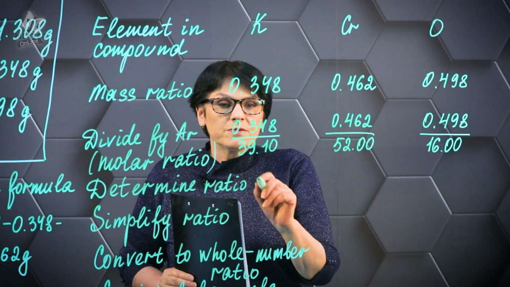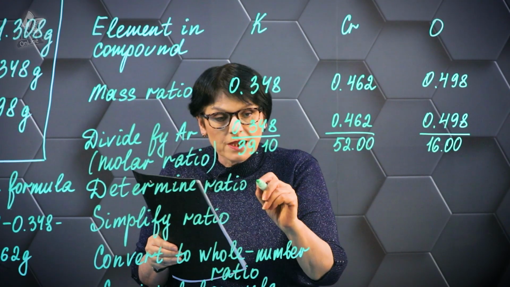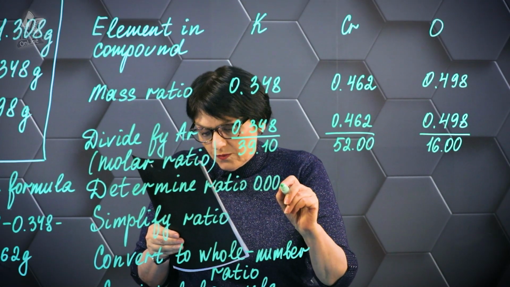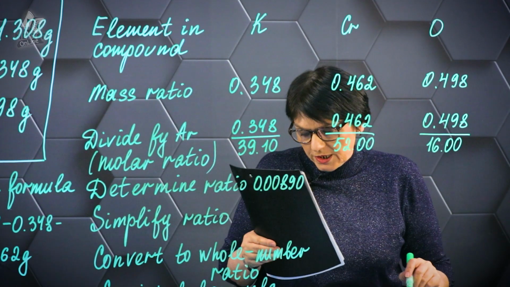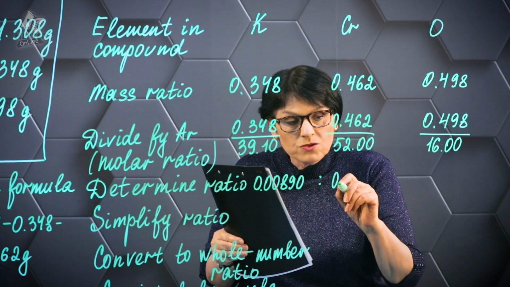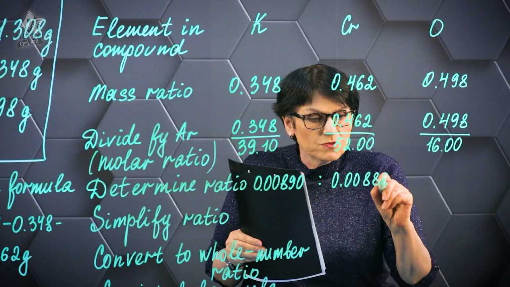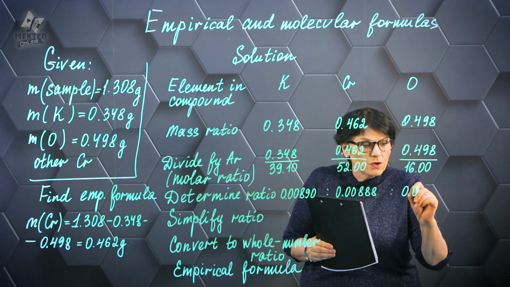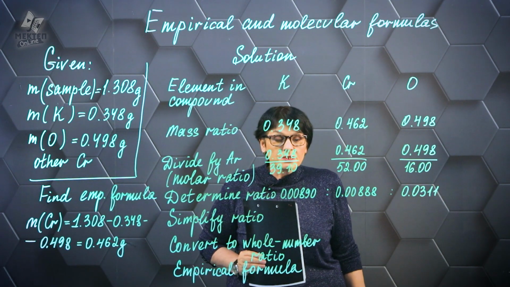Now, in the next step, let's find out what our ratio turned out to be after the division result. The first value is 0.00889, and let's leave one more digit after the number 9. Here, the ratio comes out with the number 0.00888. And here we get 0.0311. Now we need to find the simplest ratio for this.